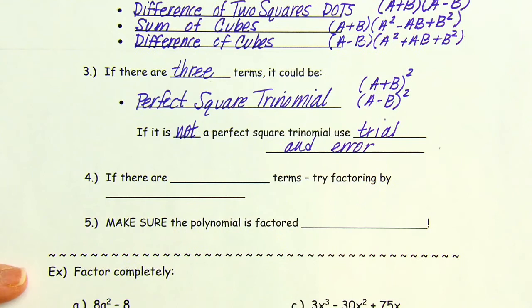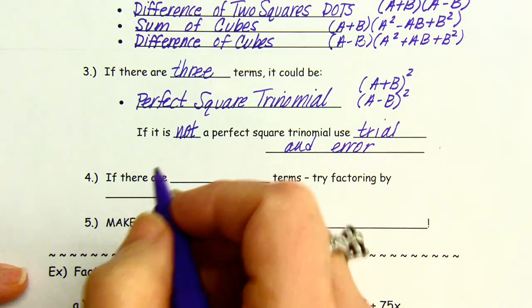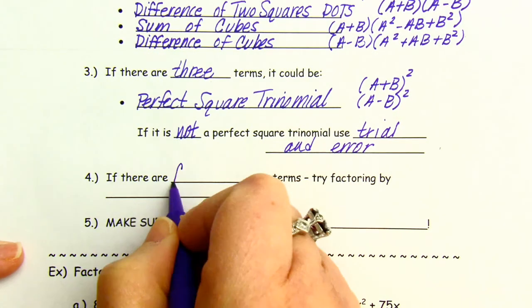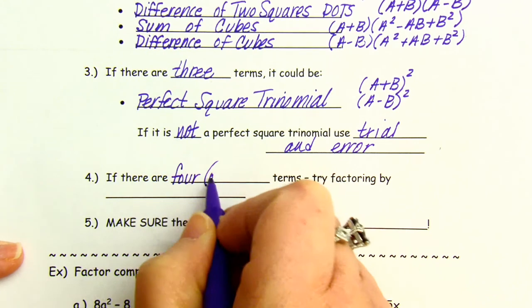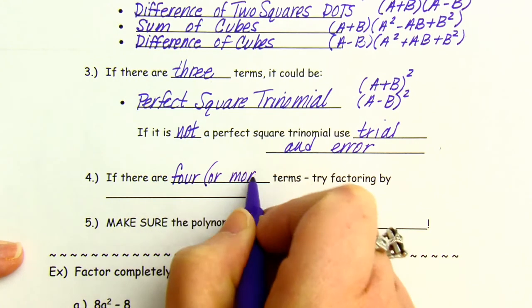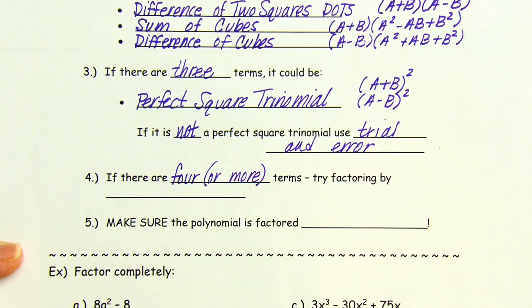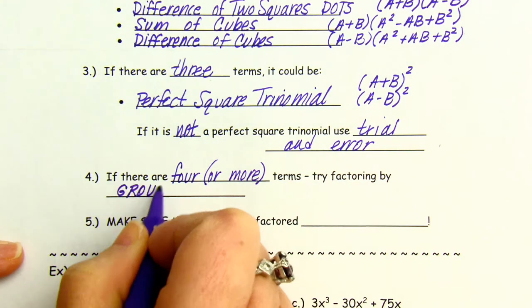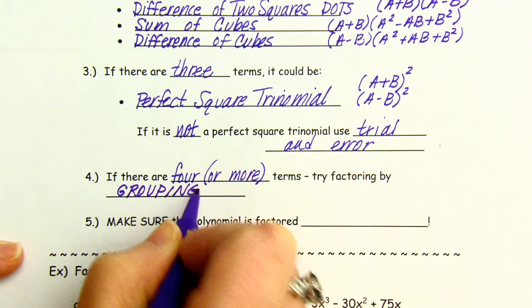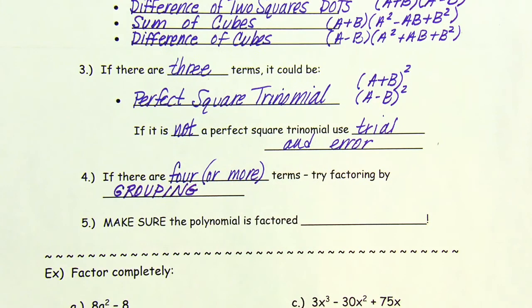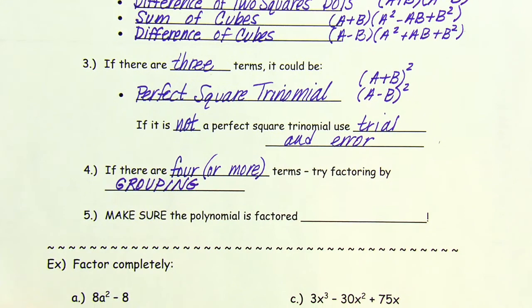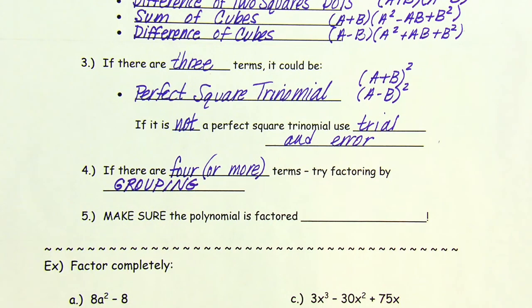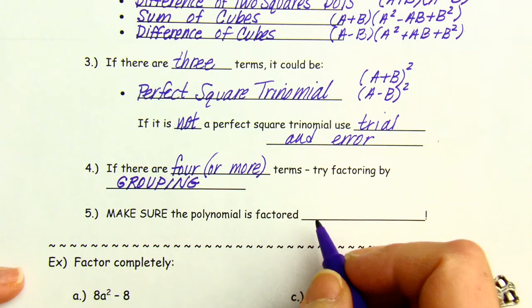All right, if there are 4 or more terms, try factoring by grouping. Remember, when you factor by grouping, you're looking for a GCF in each group. And then at the end, you have to take a look to make sure that the polynomial is factored completely.